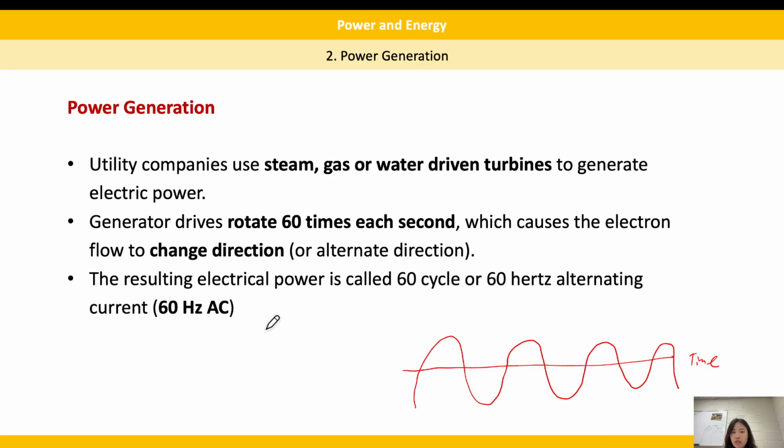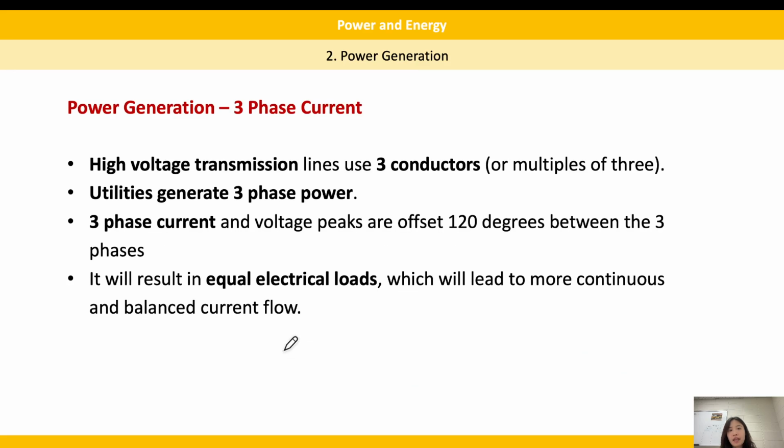The resulting electrical power is called 60 cycle or 60 Hertz alternating current. So rotating 60 times each second is 60 Hertz. We can say it's 60 Hertz AC. And if it rotates 50 times each second, we call that 50 Hertz AC. Okay, so now we know how to generate power.